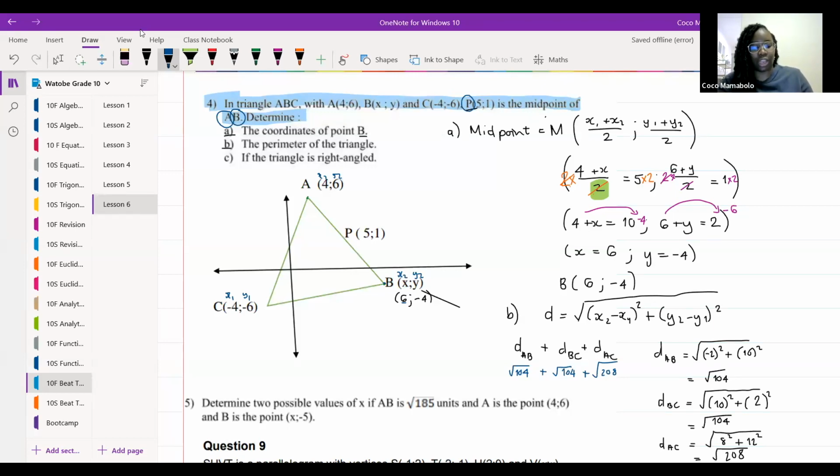Punch your answer in the chat for me. I'm thinking you should get something like 4 root 104 or something crazy like that. There'll still be a number under the square root. Sure, it's a crazy number. All right, we're going to leave it to 2 decimal places. So your perimeter should be 34,81.